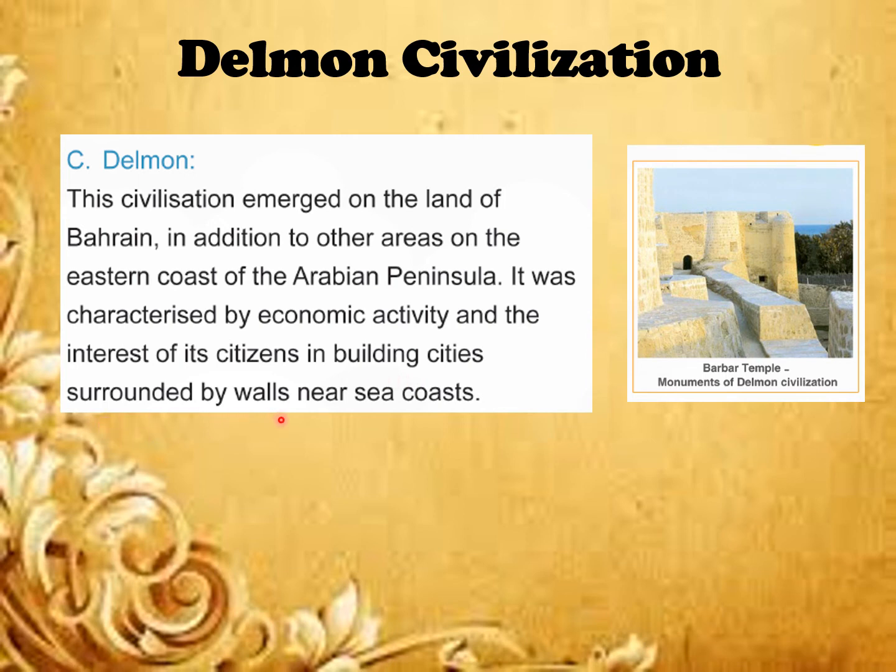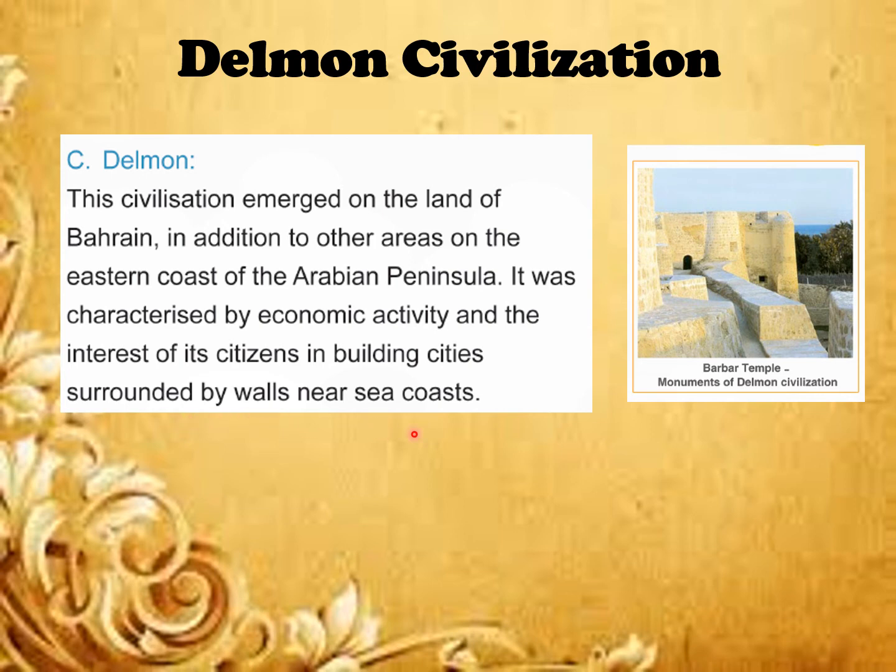Why? It's because if you want to stay in a certain place, you want to graduate or evolve from the nomadic way of life wherein you move from place to place, you want to settle. One indication is that you build things. And this was what the Delmon people did before. They built cities surrounded by walls to protect themselves.